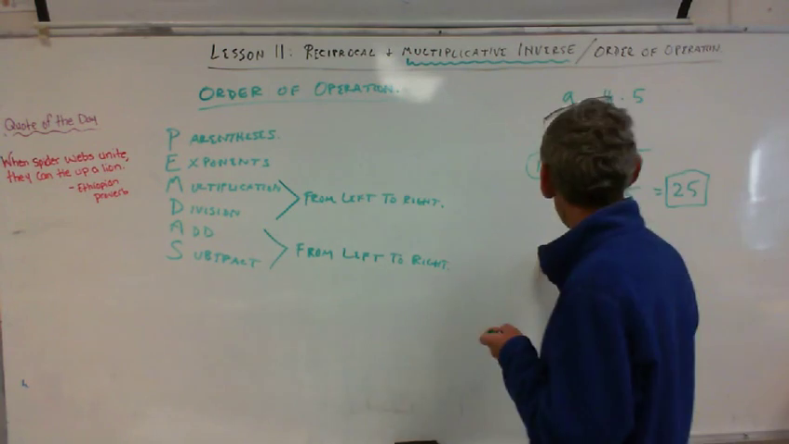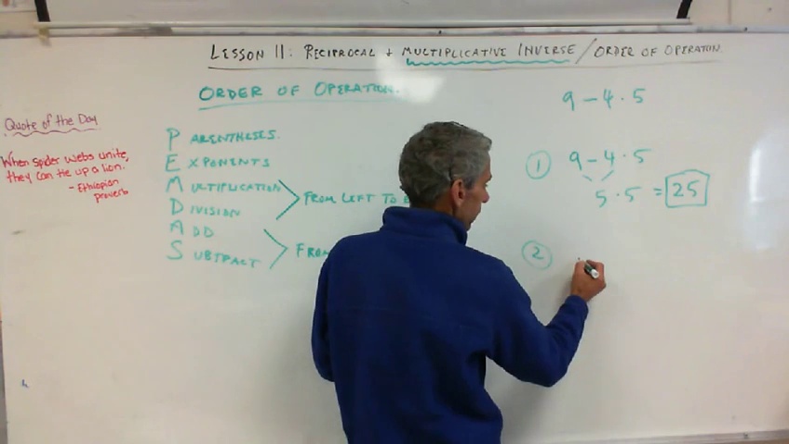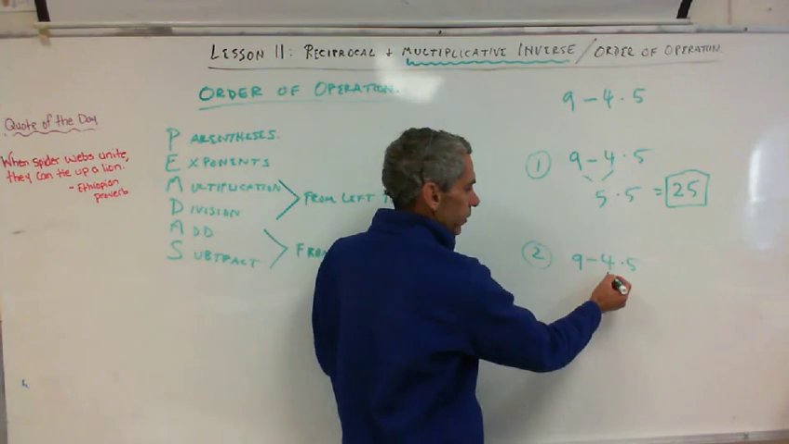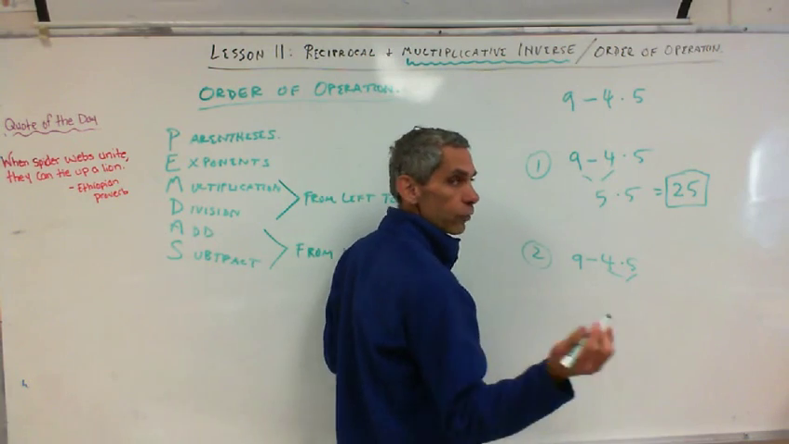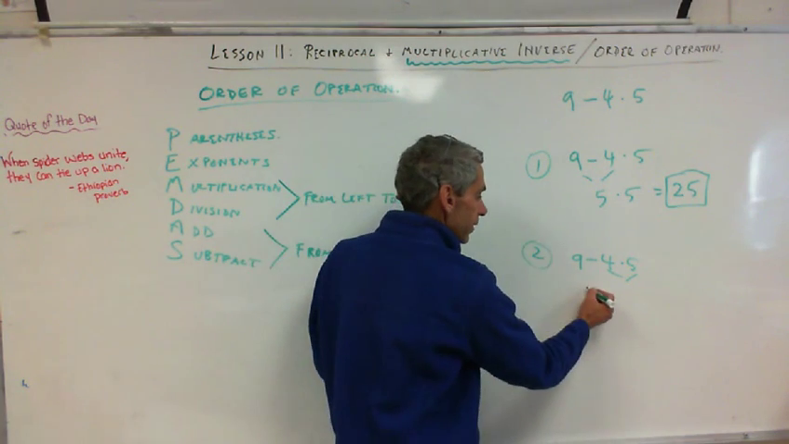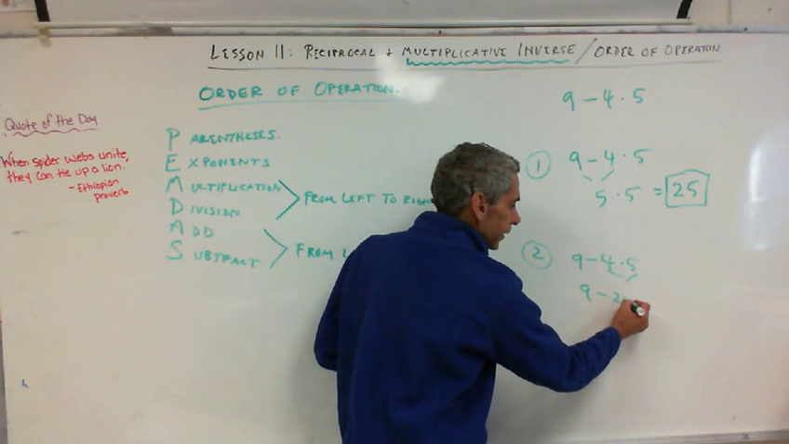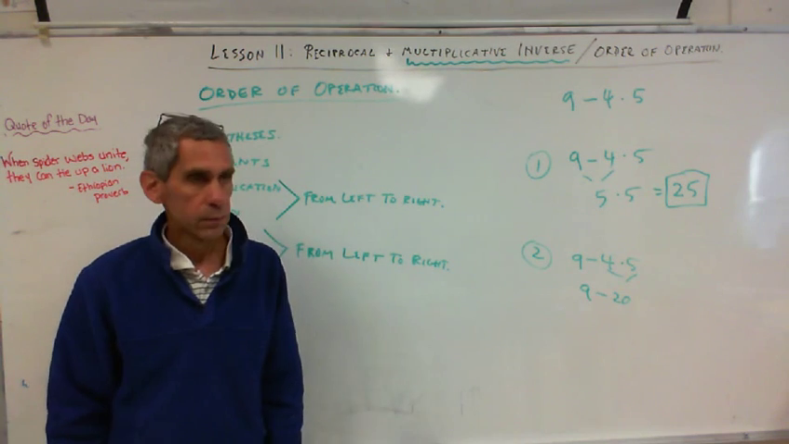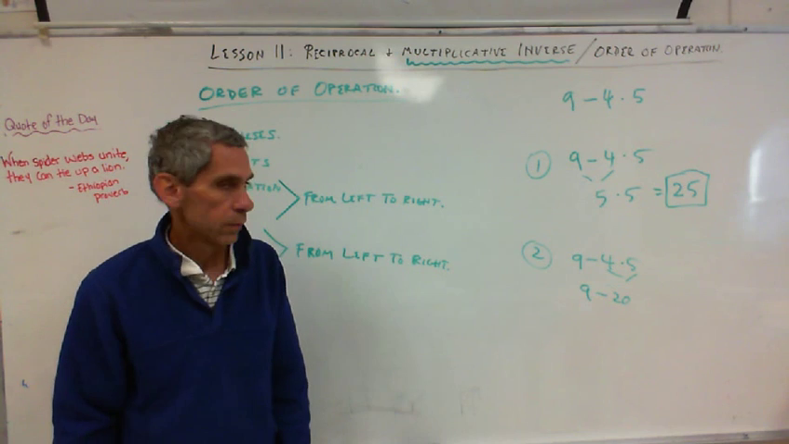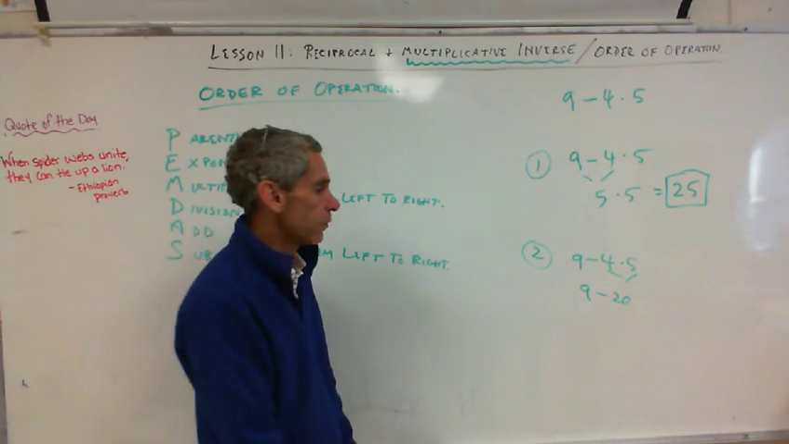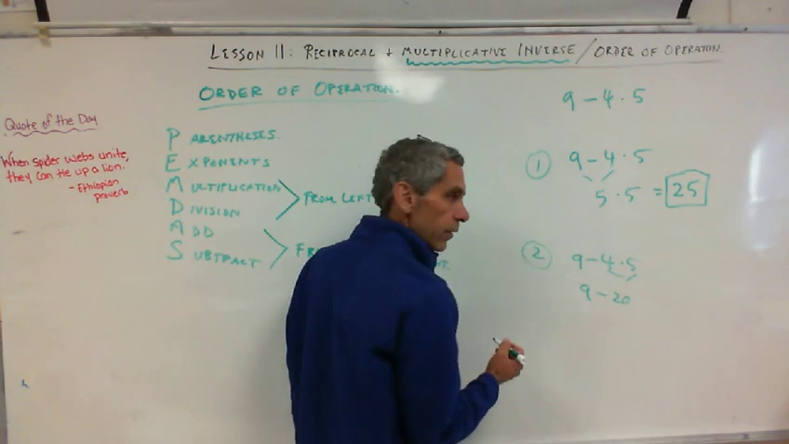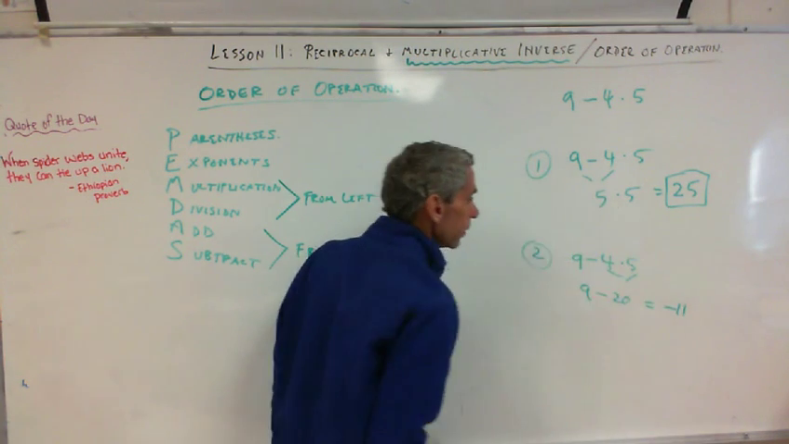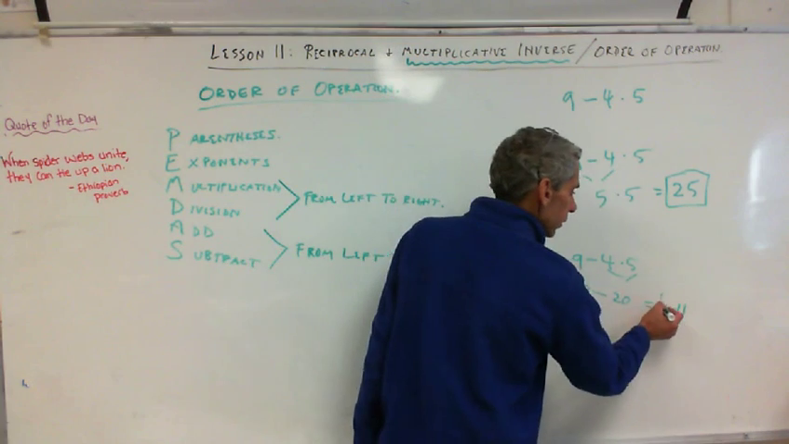Person number 2 comes along and they do this. They have 9 minus 4 times 5. They say, well, I'm going to just multiply these two first because I know 4 times 5 is 20. So I got 9 minus 20. Uh-oh. What's that equal? Negative 11. That doesn't make sense. Is that right? I think it's negative 11. Negative 11. Well, that's interesting.